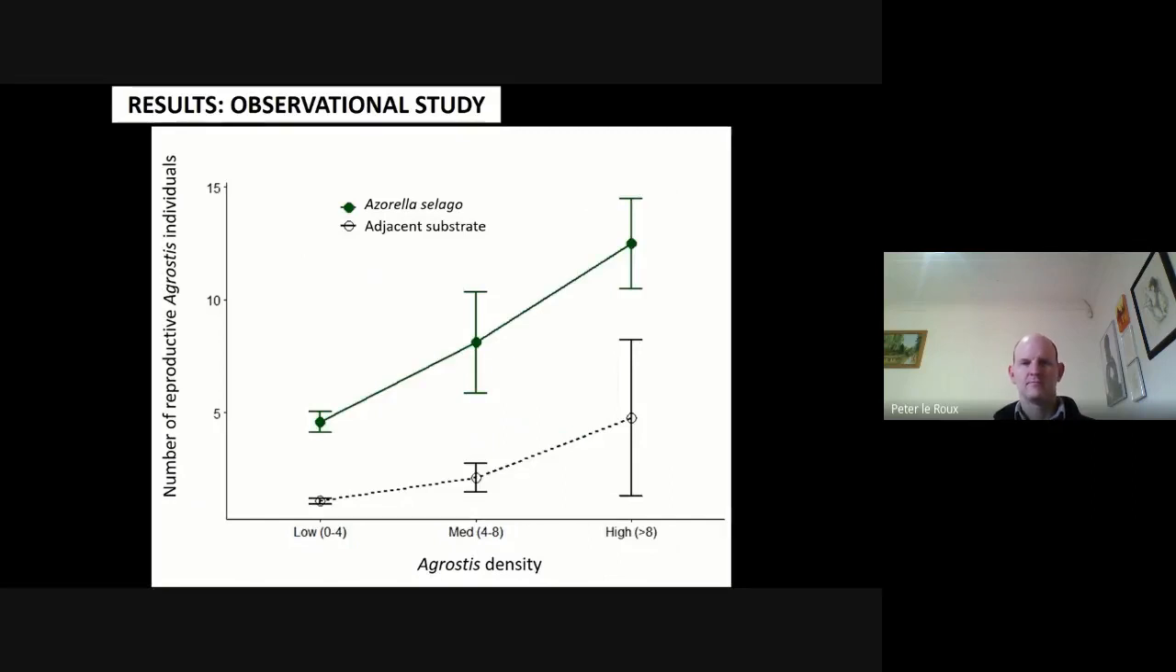In contrast, when we look at the total number of reproductive Agrostis individuals, instead of just the proportion of individuals that are reproductive, we see the opposite result, with sample level reproductive output increasing with density, showing that despite a lower proportion of grasses being reproductive, the total reproductive output still increases with grass density.